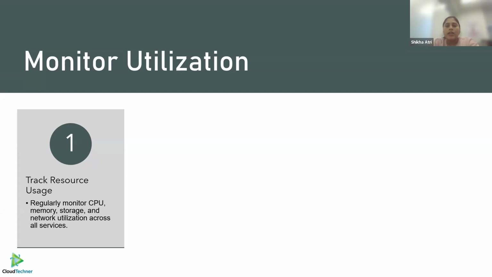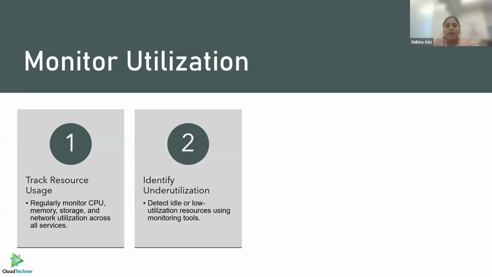Second one is identifying underutilization. With monitoring tools, you can detect idle or underutilized resources like instances running at only 10% capacity or storage volumes that aren't being used. Identifying these inefficiencies is the first step of optimizing cost.